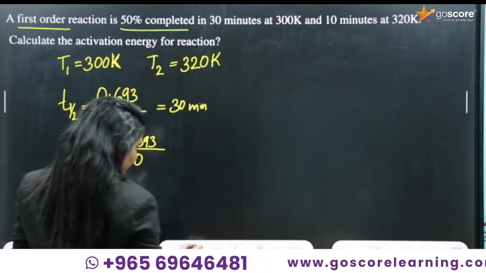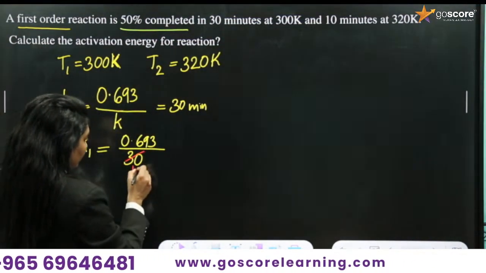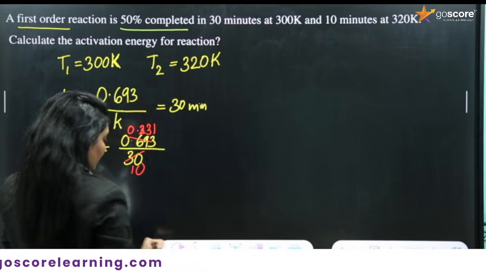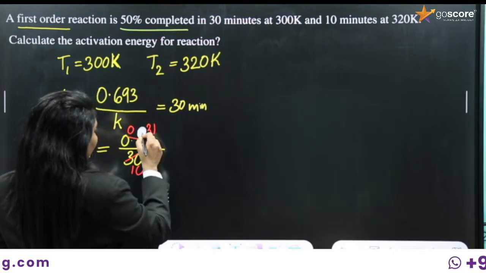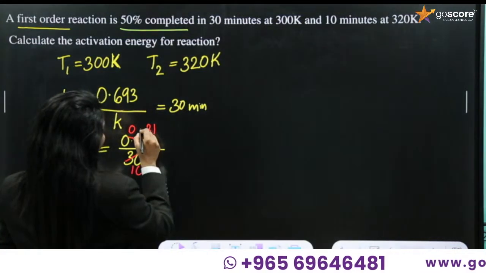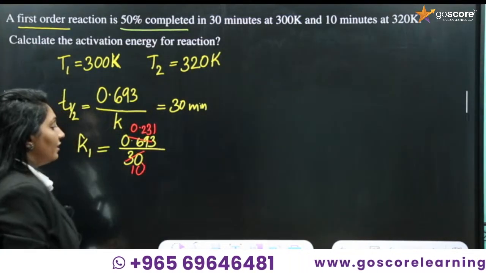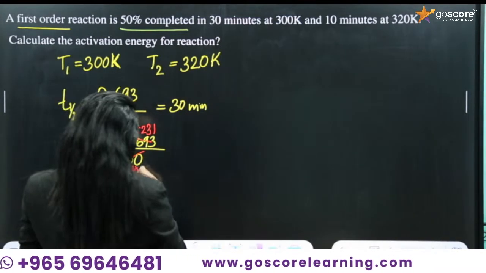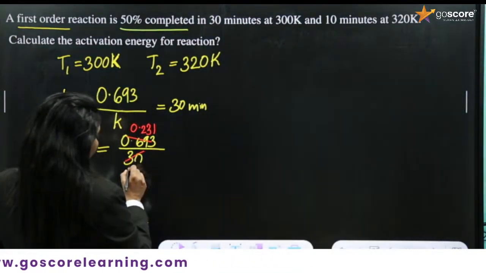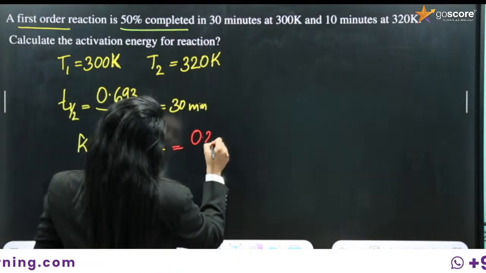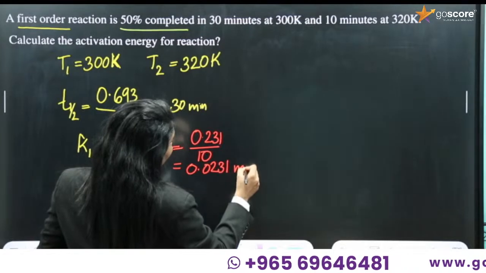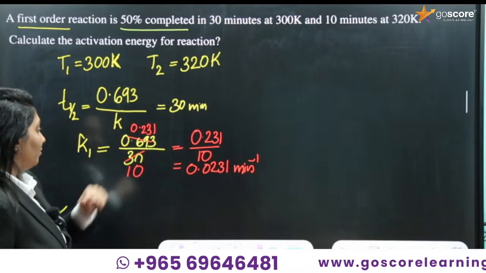So how can we write it? It will be 0.0231, and the unit is minute inverse. That will be your K1 value.